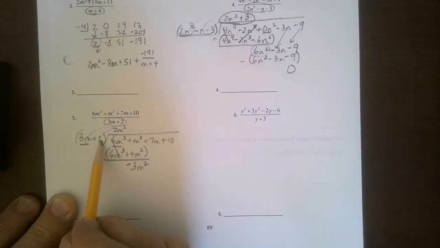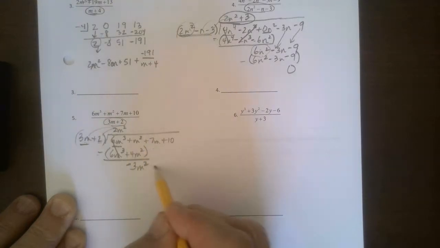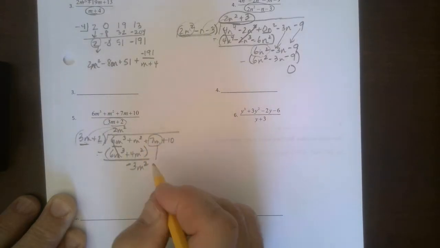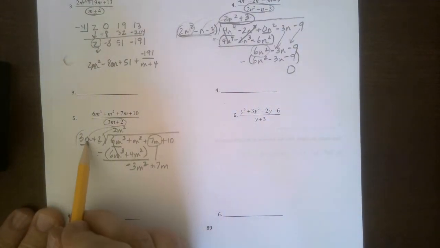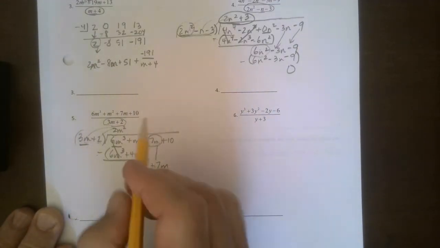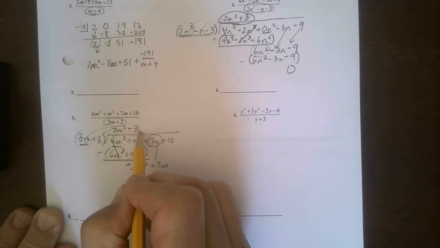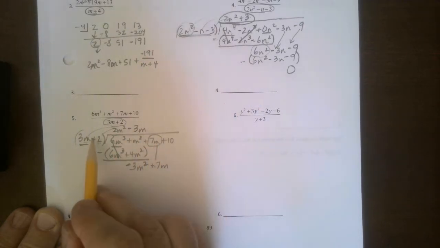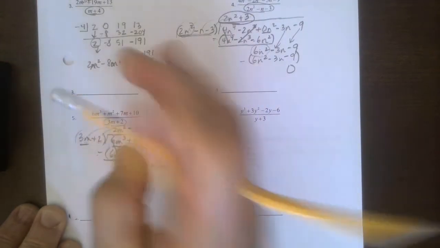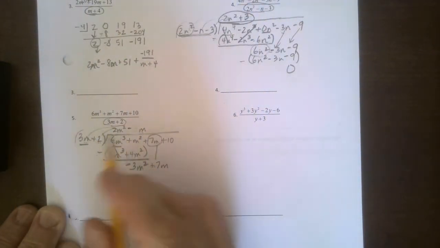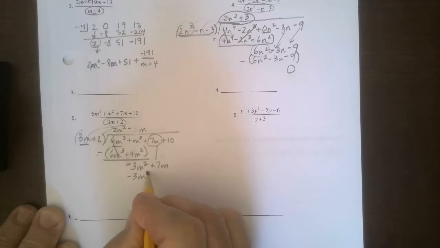And because we only have two things here, we need two things here, which means we're only going to bring down one item. That's 7m, and then we're going to do it again. What times 3m gives us negative 3m squared? That'd be negative m. So negative m times 3m is negative 3m squared.